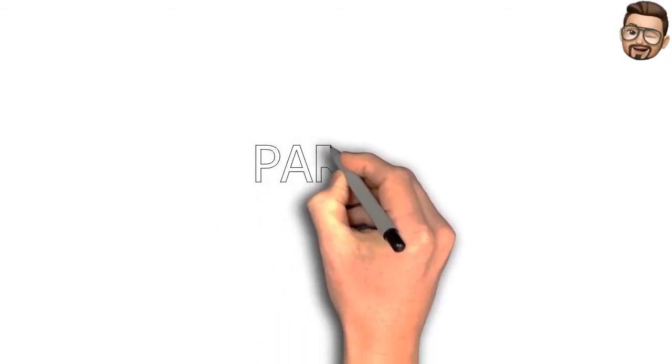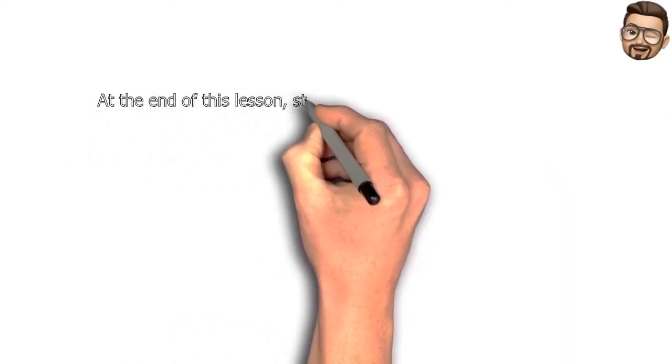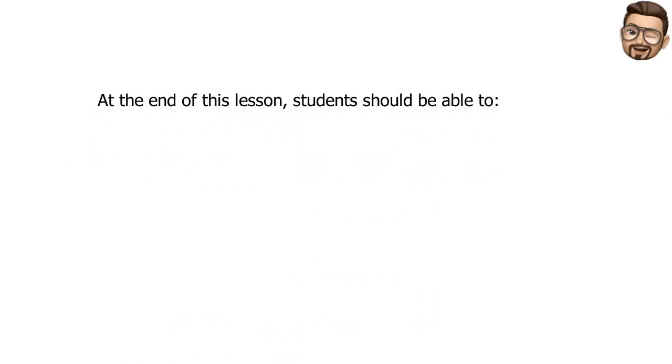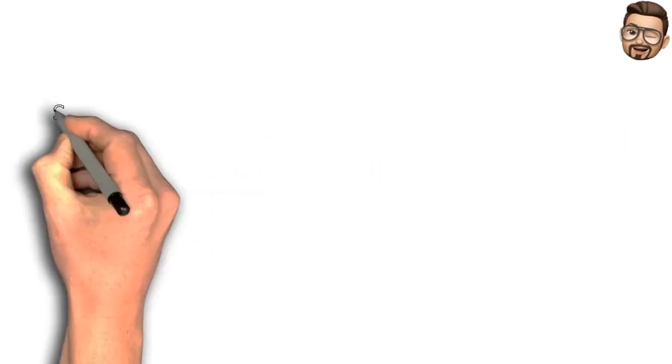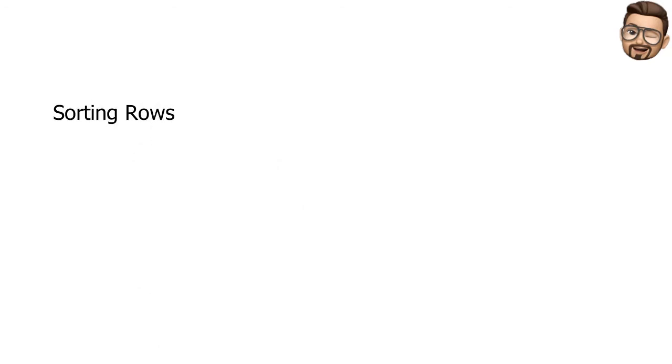At the end of this lesson, students should be able to sort the rows by using order by clause and understand the substitution variables. In database, one of the properties of relation said that order of rows is insignificant. Why? Because we can sort the row by using order by clause.